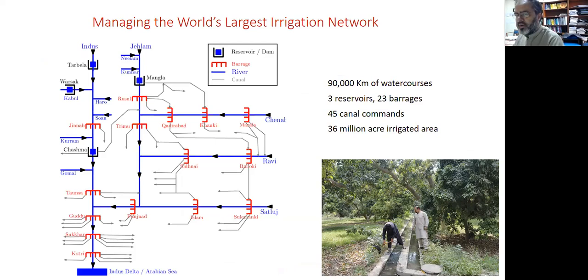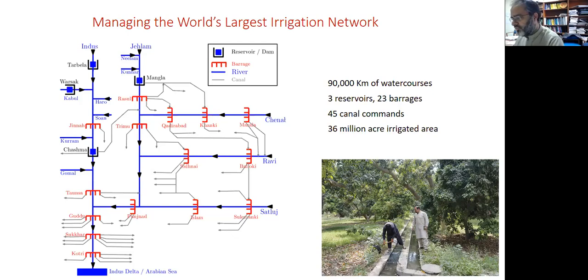And the cartoon that you can see here is a schematic diagram, just a way of representing what we have done to this natural system. So we have built reservoirs, we have built barrages. And from these reservoirs and barrages, we have actually dug out canals. Canals to take water to the fields.